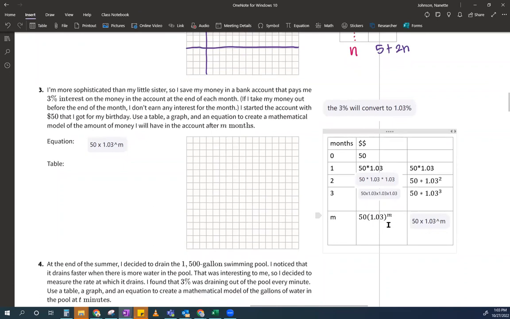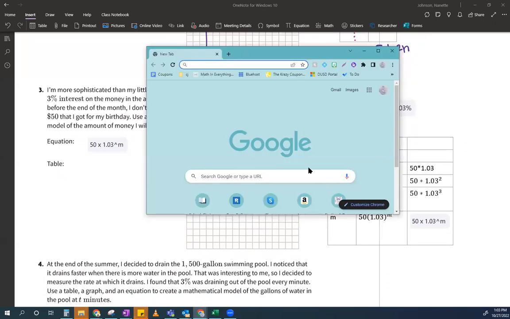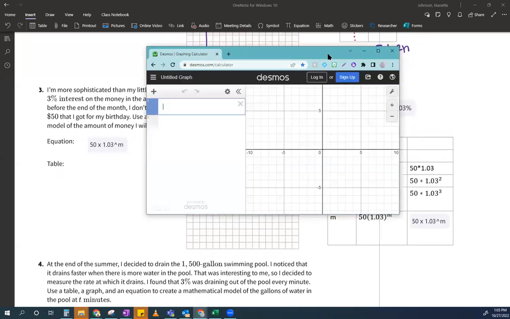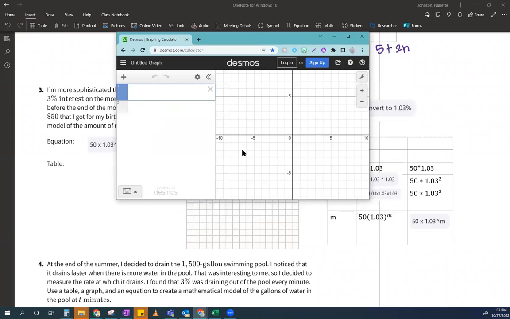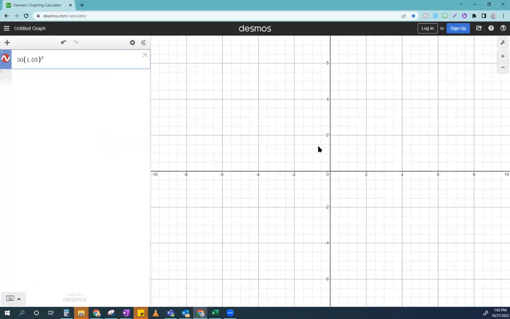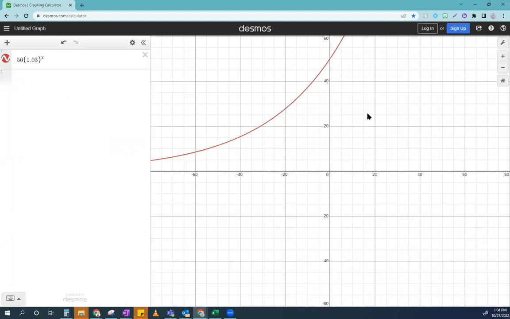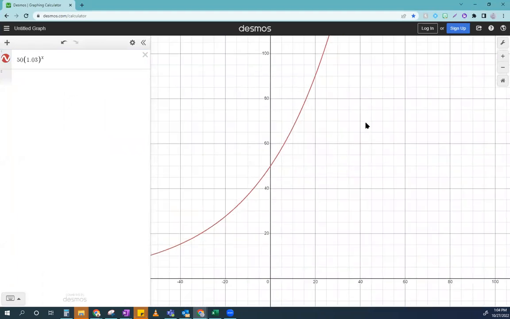You understand this. Then you can go over to your best friend, Desmos, my best friend too, and I can graph it. So 50 times 1.03 to the M. I'm not going to use M, because if I use M it'll graph it for me, but I'm going to use X just so you get used to it. You're like, Miss Johnson, I don't see it. I know, because 50 is all the way up there, so I need to zoom out a little. There you are, my beautiful function.